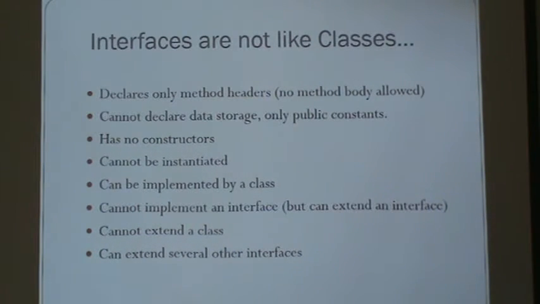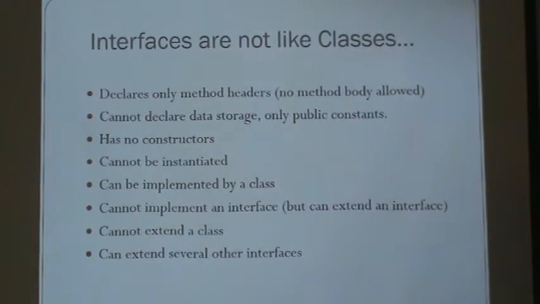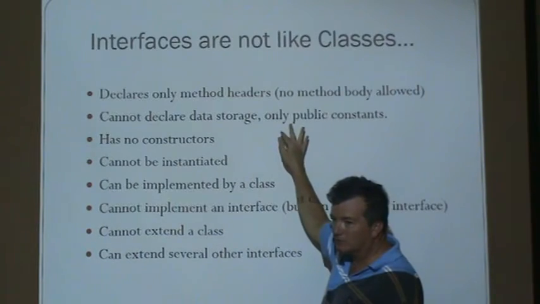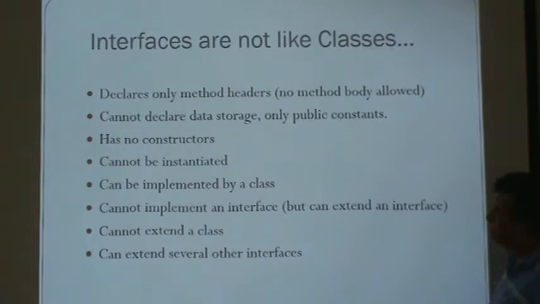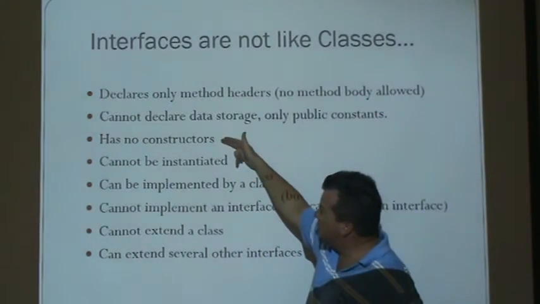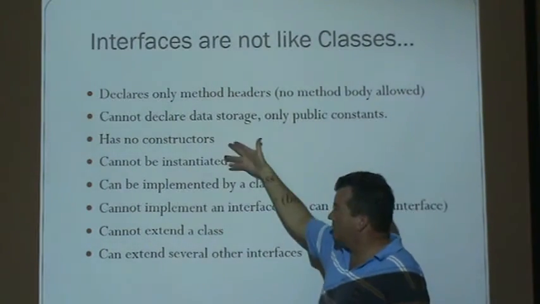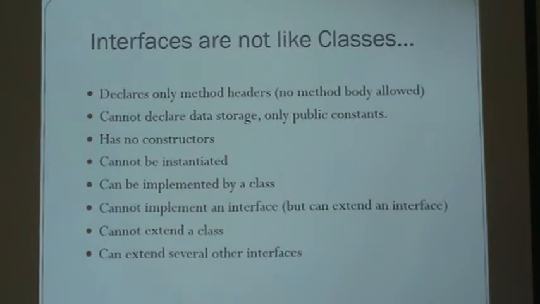An interface declares only method headers, no method bodies allowed. It cannot declare data storage, only public constants. So I was kind of taking a shortcut when I was saying there's no storage with it, but we can make static variables, which are just constants that never change values, so they don't take up space. So that you're allowed to add to an interface if it made sense to them. They don't have constructors, because constructors set initial values to storage, and there is no storage. So therefore there's no constructors in an interface.